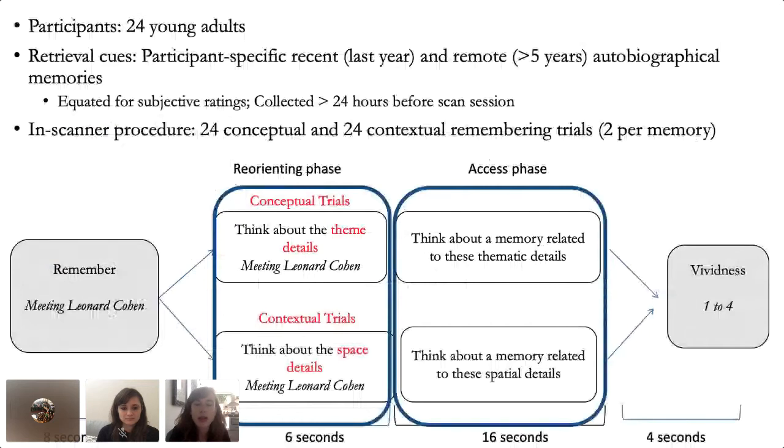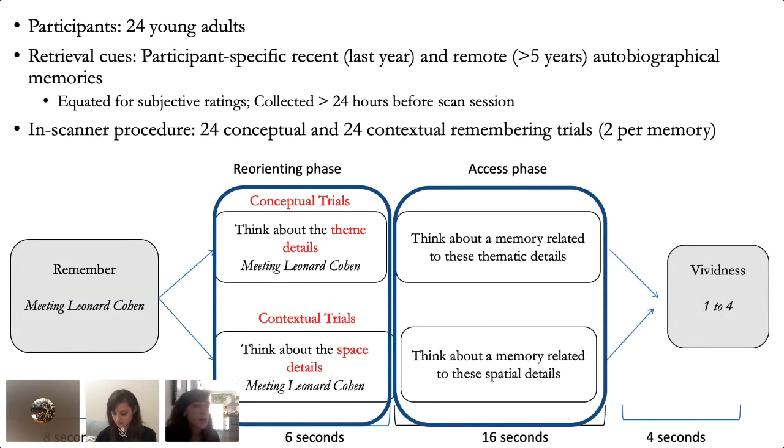So to answer this question, my graduate student, Lori Gagurian, and I ran an fMRI study in which we biased people to recall conceptual or contextual details of their own memories. So before scanning, we had each of our 24 participants give us a list of personal memories and make event captions for them, something like meeting Leonard Cohen, and we used those as stimuli in the scanner. Now, all these memories were rated and equated for subjective measures of remembering, and we asked for both recent and remote memories. So this is based on some questions about a potential different neural support for retrieving memories from these different time points. So that's before the scanner.